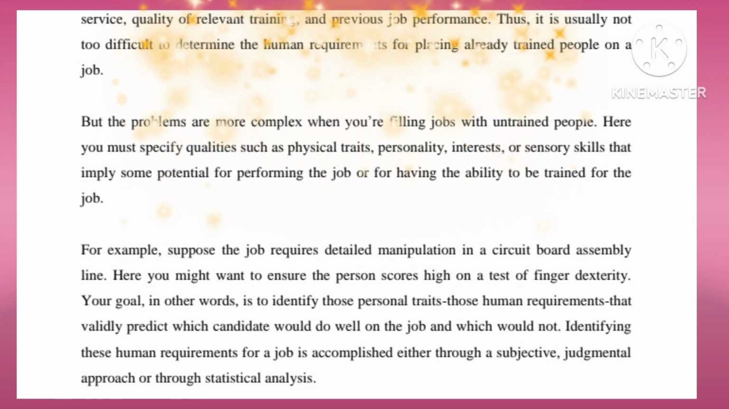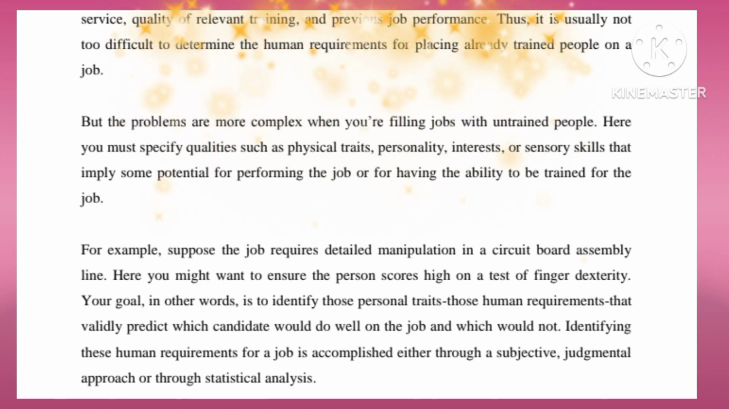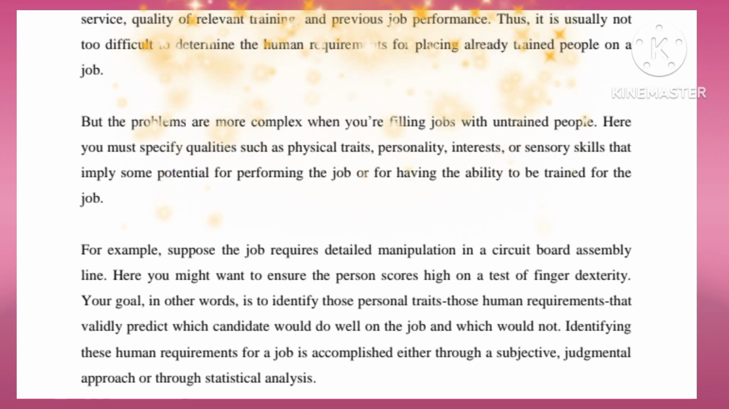Your goal, in other words, is to identify those personal traits, those human requirements, that validly predict which candidate would do well on the job and which would not. Identifying these human requirements for a job is accomplished either through a subjective, judgmental approach or through statistical analysis. For more understanding, the job specification should include the minimum qualifications employees need to meet. This could include education, experience, required skills, and more.